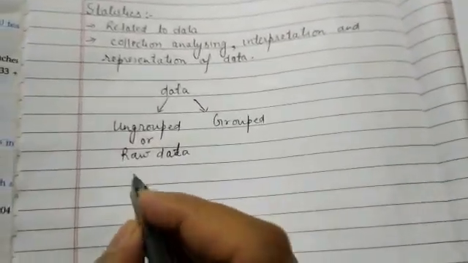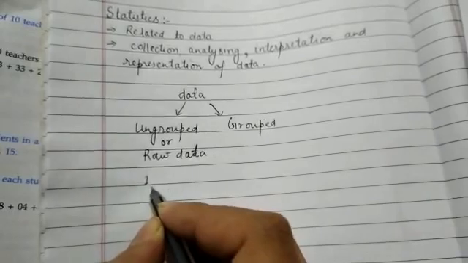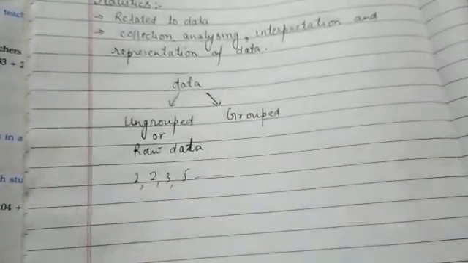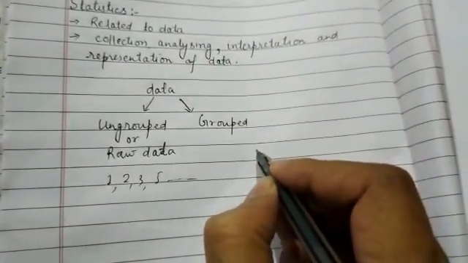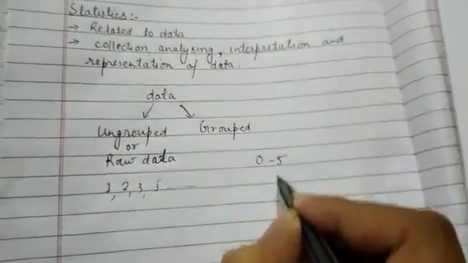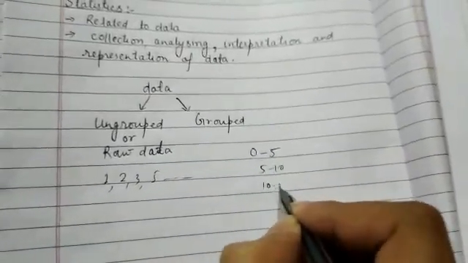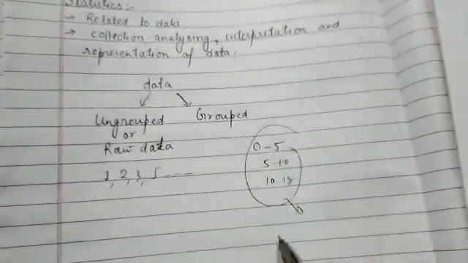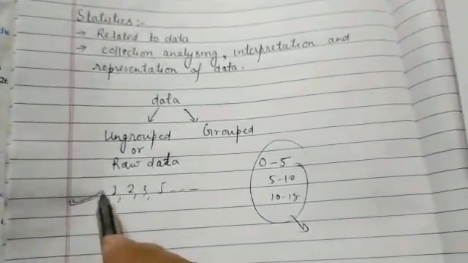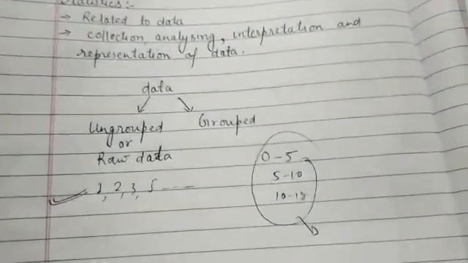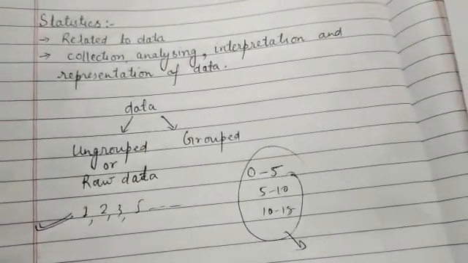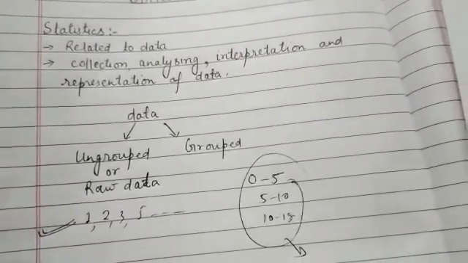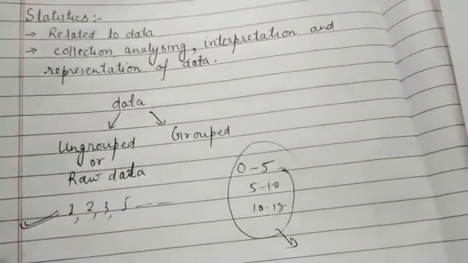So let's see raw data. Raw data is basically a single value, like suppose 1, 2, 3, 4 and so on. These are raw data. Some data that you have seen is in the form of groups, like 0 to 5, 5 to 10 and 10 to 15. These are grouped data. We will learn both ungrouped data as well as grouped data, and we will learn different terms and how to calculate those things. One by one we will discuss all.